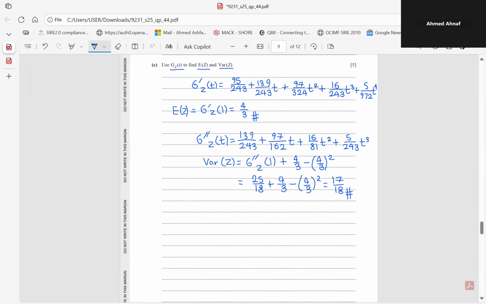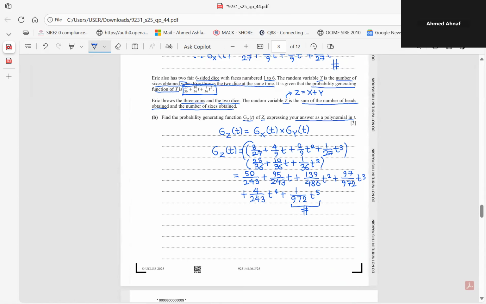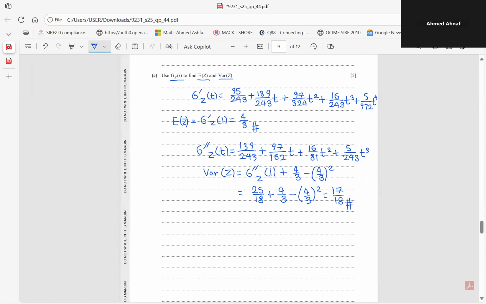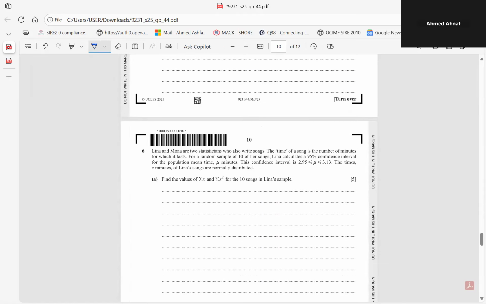Yeah, so these two are our final answers for this question. If you want to check whether the differentiation is correct, you can just type the original probability generating function of Z and then differentiate it and then equate t to 1. Then you'll get your expectation. Do the same for the second derivative: differentiate it, equate t to 1, see if you get 25 over 18. So with that, let's head on to the final question.